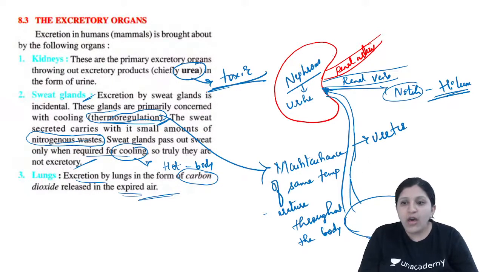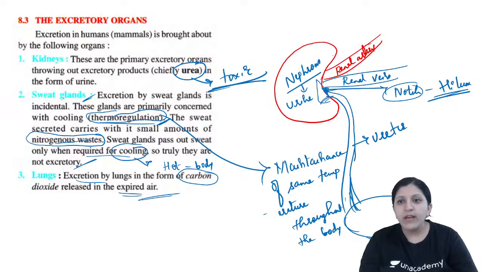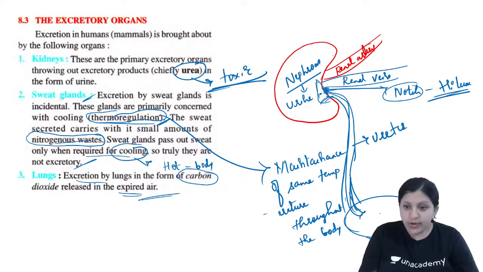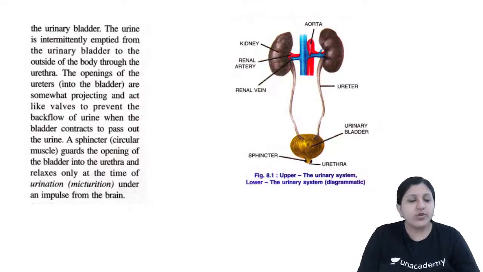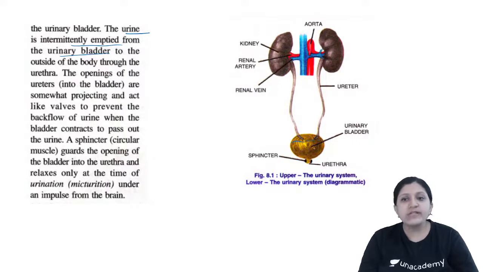Okay, so now this urine which is formed in the pelvis, so there is a pelvis over here. Urine will be emptied through the ureter. The urine is entering this particular urinary bladder, and then the urine is intermittently emptied from the urinary bladder. After this urinary bladder is about 2/3 full, the urine has to be emptied out of the body through the urethra.